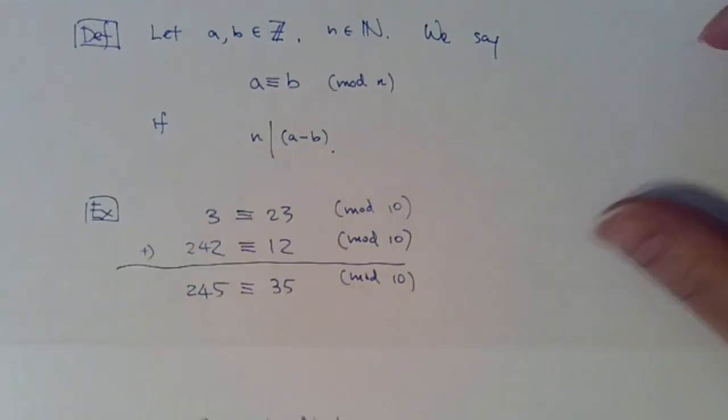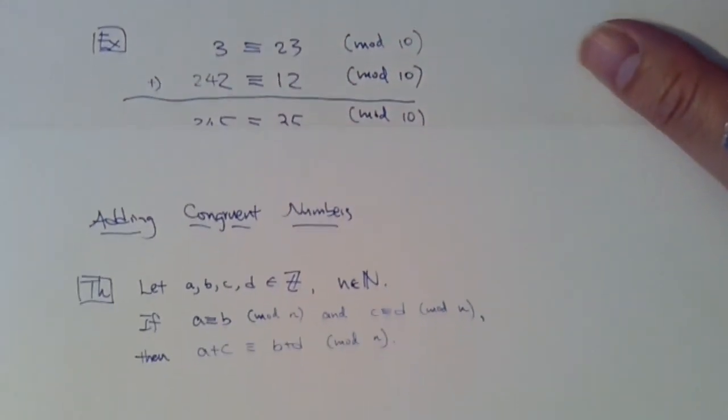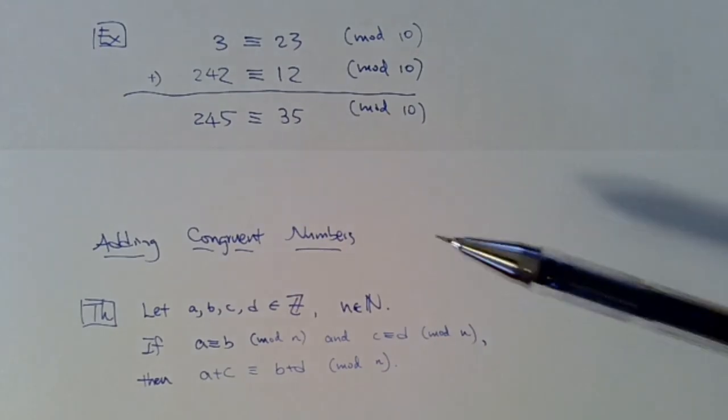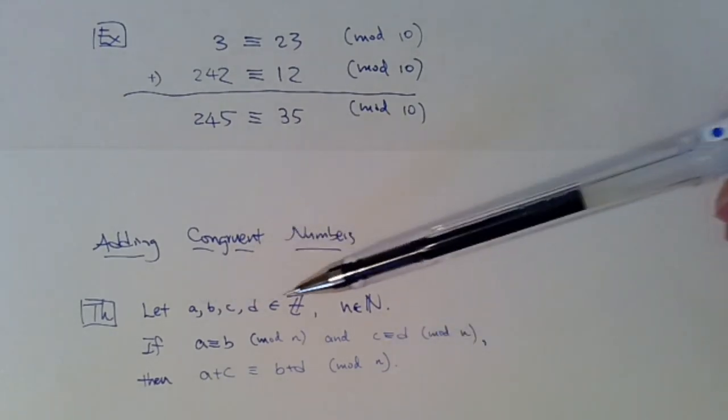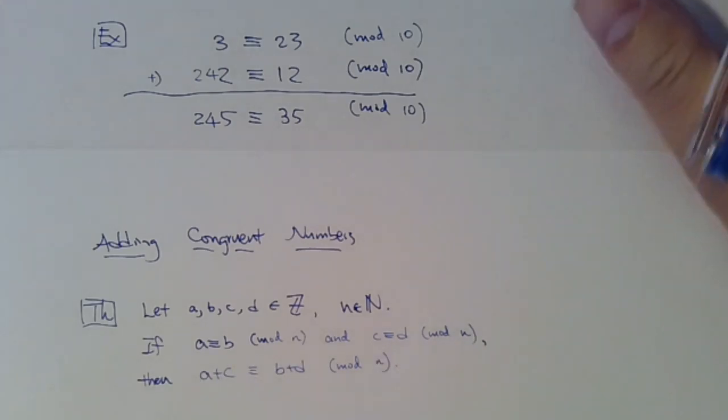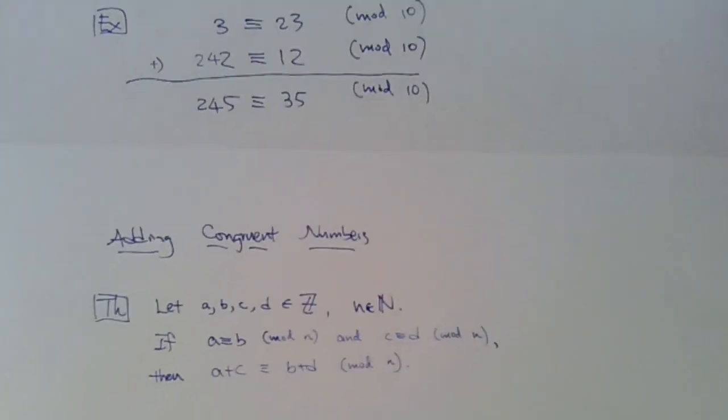So here goes, and here is a proof. Look at that example again. Here is a theorem that says if we have 4 numbers, and a and b are congruent mod n, and c and d are congruent mod n, then a plus c and b plus d are congruent mod n. Now let's go ahead and prove this.